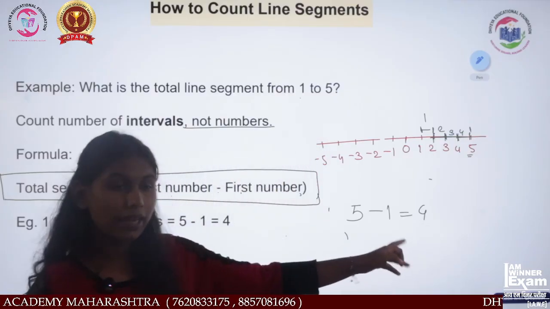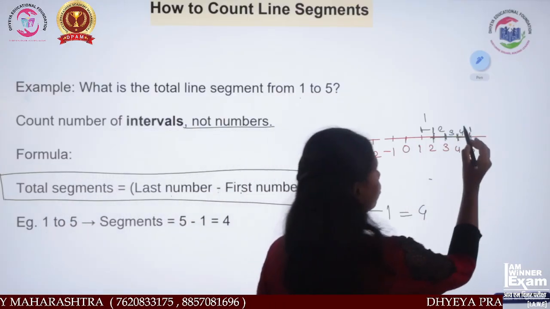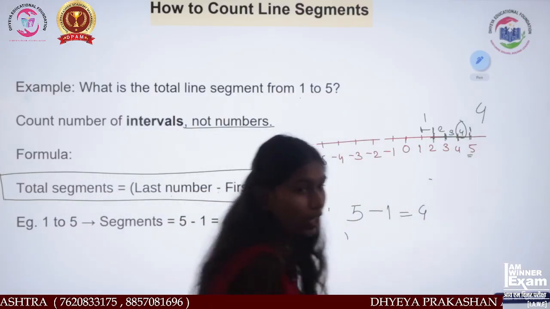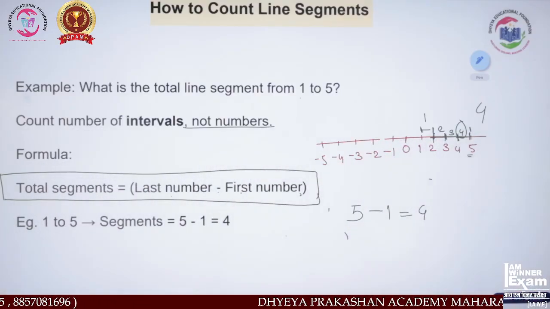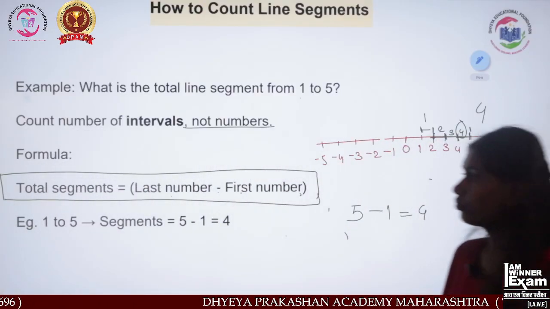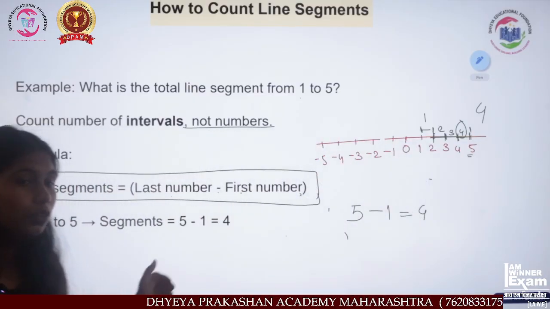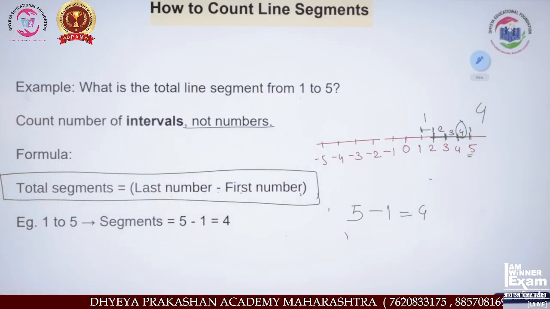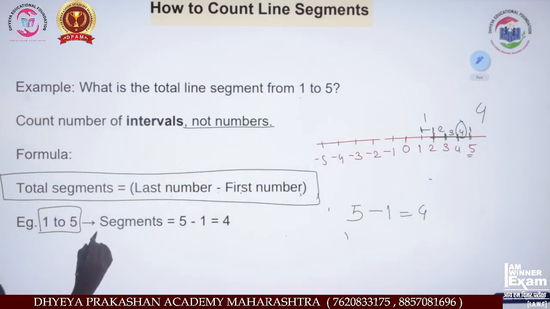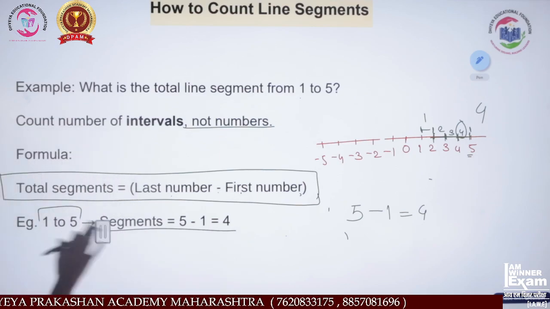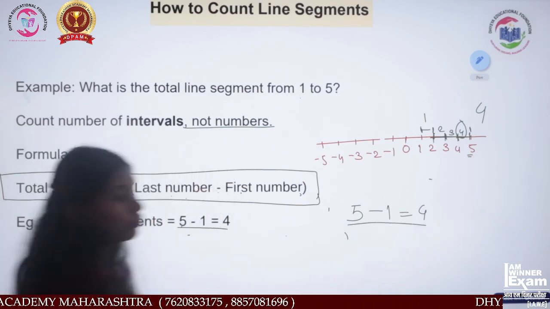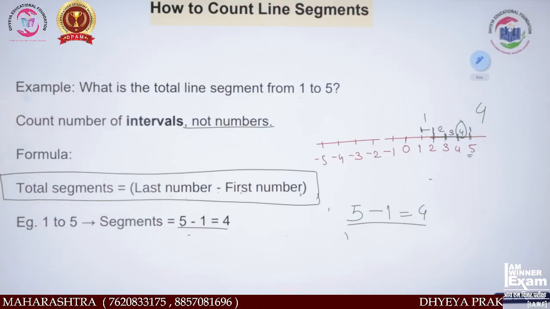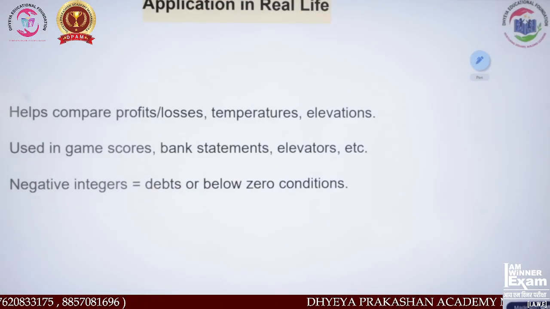Now this is the exact same answer that we counted just now. That was 4, and the same answer it is 4. Okay. So for the example 1 to 5, the segments are the same. They just applied the same formula as we had done here, and the answer is 4.